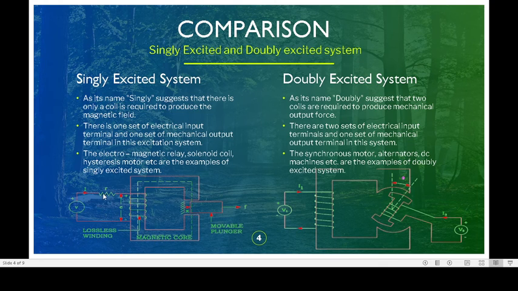Now here in a singly excited system, there is only one electrical input and it generates one mechanical output terminal. Similarly, in a doubly excited system, two electrical inputs V1 and V2 are there and it generates one set of mechanical output terminals in the system. Examples of a singly excited system are the electromagnetic relay, the solenoid coil, the hysteresis motor, etc. Whereas examples of a doubly excited system are synchronous motors, alternators, DC machines, etc.